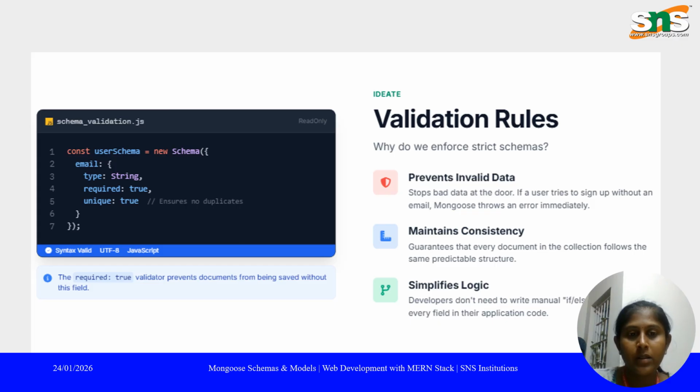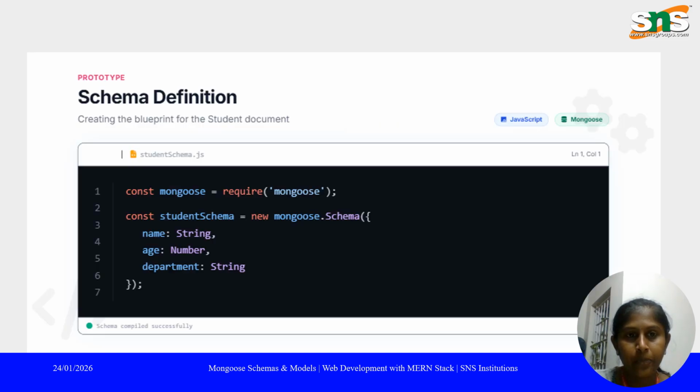And the third one is underrated. It simplifies your application logic. Instead of writing validation everywhere in your code, you centralize it in a schema. So take this away: validation is not optional. It's what keeps your database clean and your application predictable.